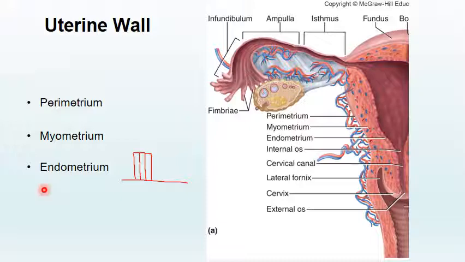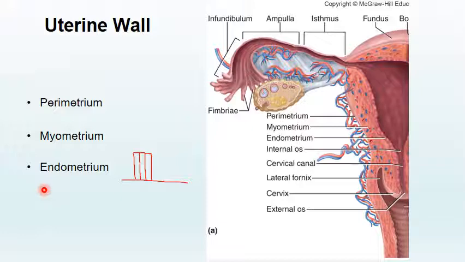So we do actually have a functional layer and a basal layer. Let me say that again. We have a functional layer and a basal layer. This can get a little bit confusing, so make sure you take careful note here. The functional layer is going to make up 2/3 of the endometrium. The basal layer is the deep third. So the functional layer is our superficial 2/3, and the basal layer is our deep 1/3.